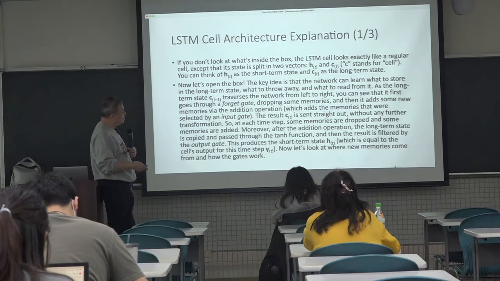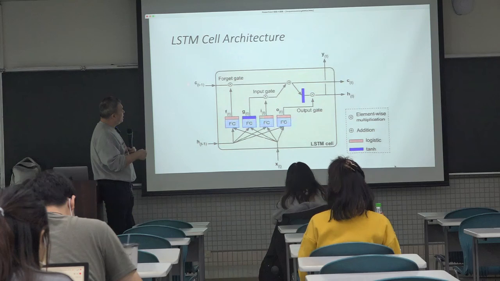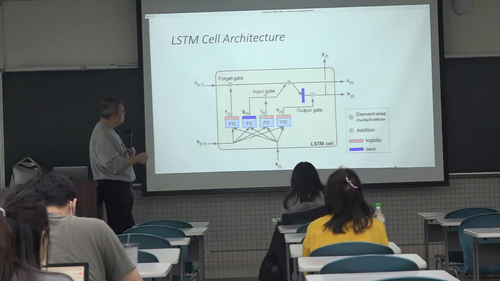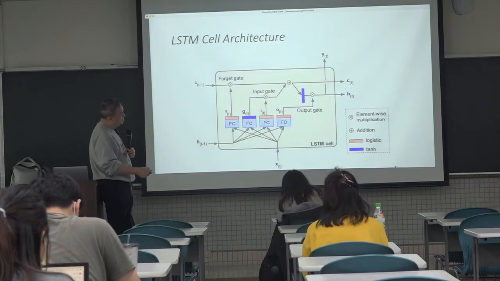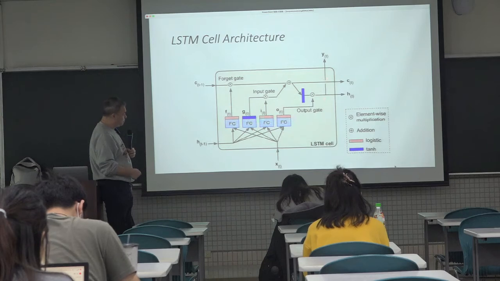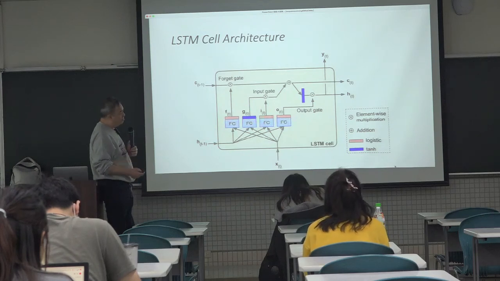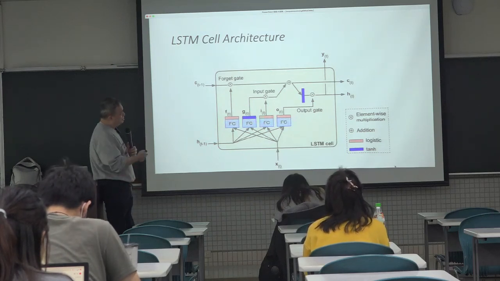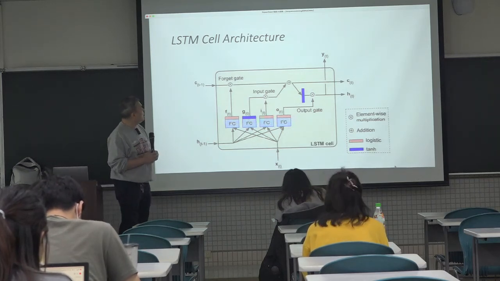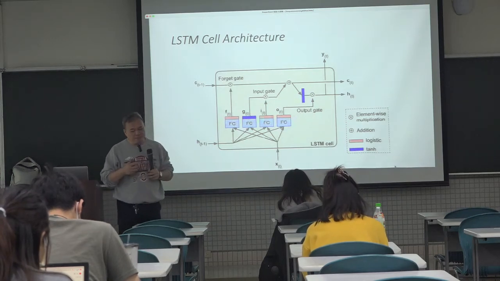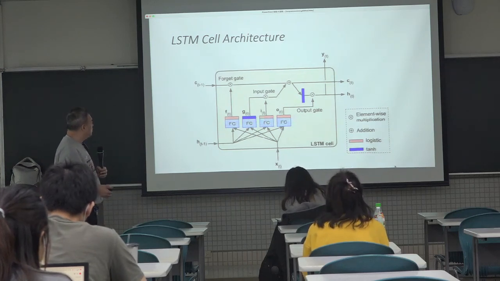So by using this couple of networks, we are able to identify important information to be kept long term, and we are able to identify shorter-term information as well. So this is why the LSTM cell performs better than the simple RNN cell. Obviously, you can see there are a lot of mechanisms in building the LSTM cell that allow it to perform much better than the simple RNN cell.